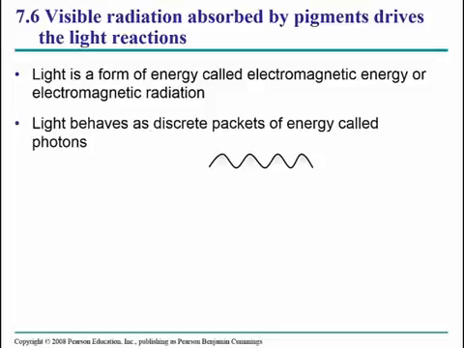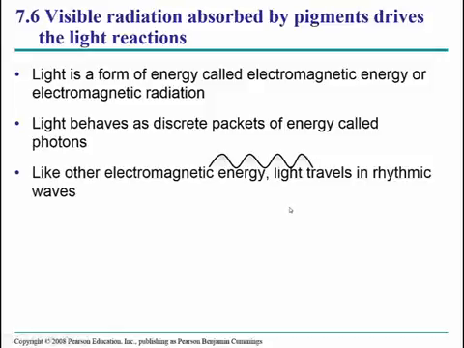Light behaves as little packets of energy called photons. And you'll hear physicists argue about this. Is light a particle? Is light a wave? For us, we kind of don't care. It's both. It's a particle that has a wave-like function. So you can think of light as having these wavelengths, and these wavelengths represent energy.